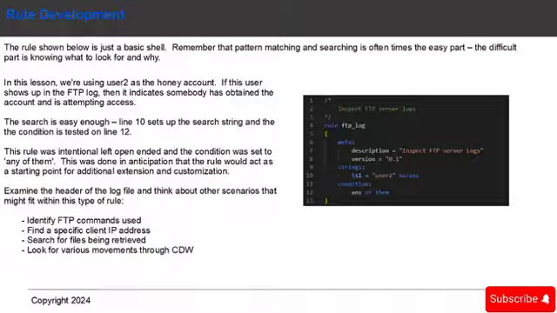One suggestion would be to examine the header of the log file and think about the different scenarios and use cases that this might fit with a rule of this nature. Start to identify FTP commands that are used. Use it to target a specific client IP address. Search for certain files that might be retrieved. That would be an example of a honey file, perhaps. And look for various movements as the user works their way through the directory structure using the CWD command.